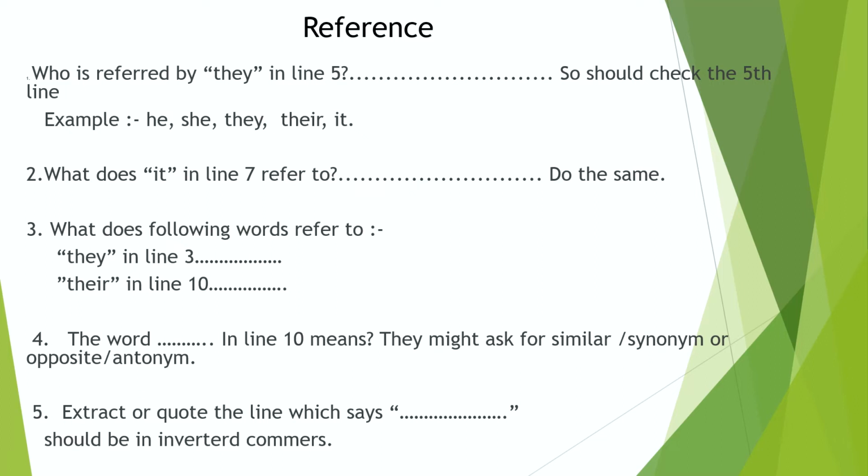What does it in line 7 refer to? See, earlier it was they. Here the second one it was it. Do the same. So find for it a thing. What does the following word refer to? They in line 3.